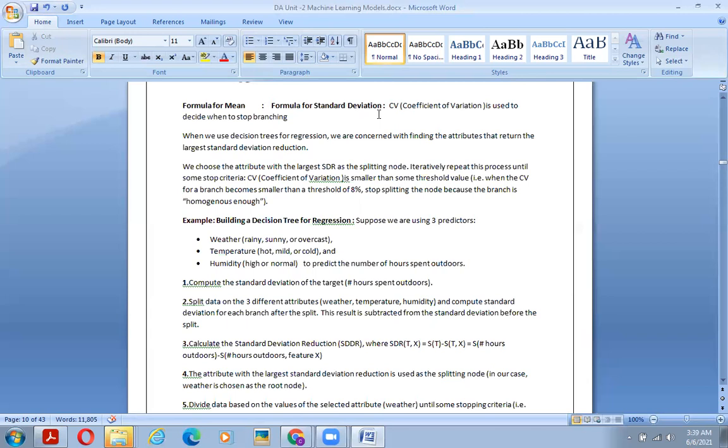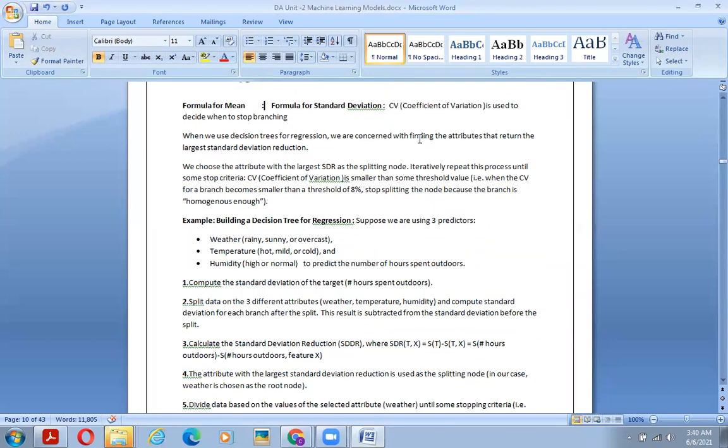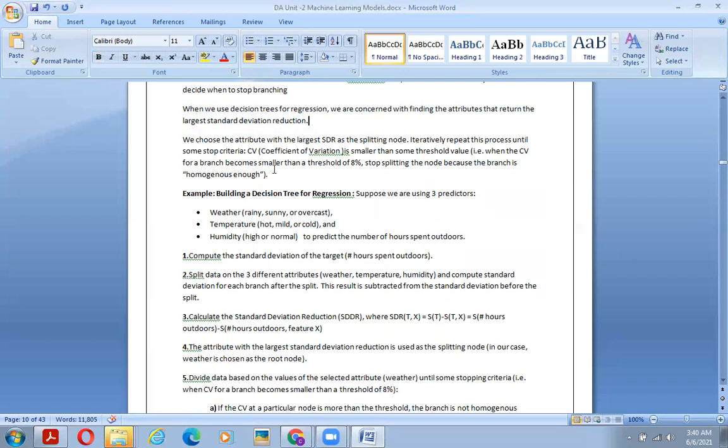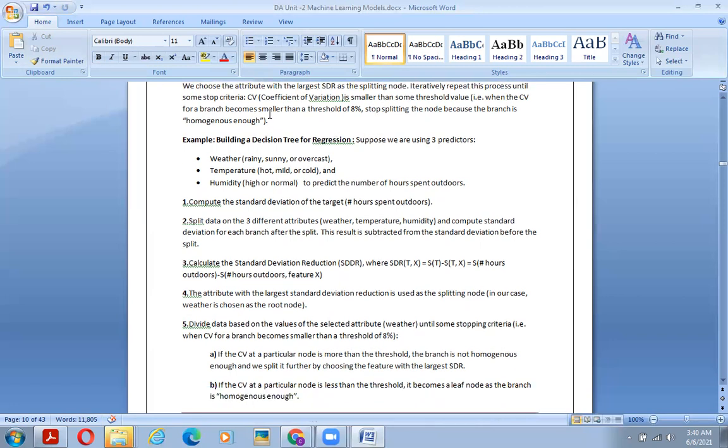The formula of the mean is x bar equals the summation of x divided by n. The formula of standard deviation is s equals the square root of the summation of (x minus x bar) whole square divided by n. When we use a decision tree for regression, we are concerned with finding the attribute that returns the largest standard deviation reduction. We choose the attribute with the largest SDR as the splitting node. We repeat the process until the coefficient of variation is smaller than the threshold value. When the coefficient of variation for a branch becomes smaller than the threshold of 8%, we stop splitting the node because the branch is homogeneous enough.